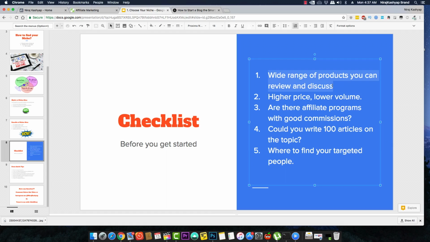Okay, the second is to get a higher price with lower volume. Don't go for products that are really cheap and available everywhere. Go for some product that is high on profit and high on price, so that you can get high commissions, and that is also in lower volume, meaning the supplies are limited, so that if your audience finds it, they should go through your link to purchase, or it won't be easily available on one of the stores on the street.